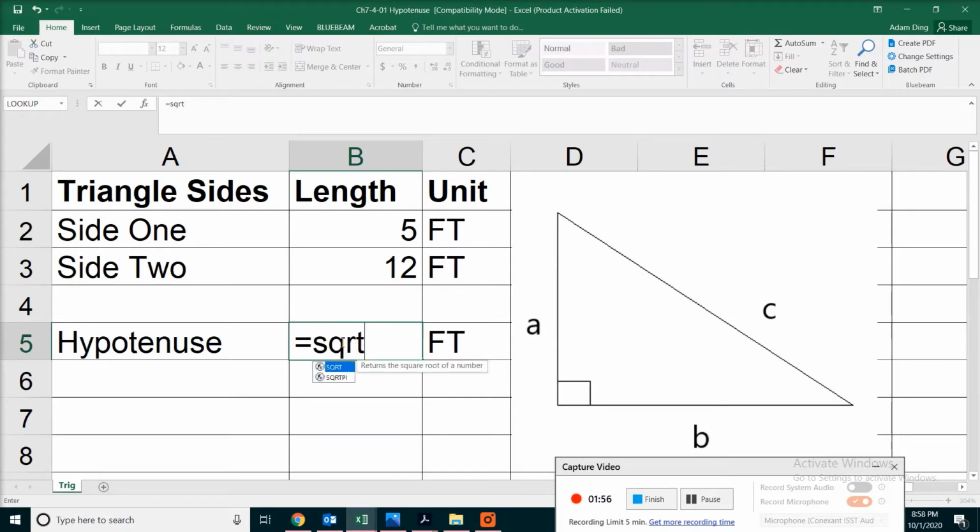That's the first thing we're going to remember, the square root. With the opening bracket, we're going to take the first number, then square it. Remember that power operator we talked about in previous videos. And then do the same thing with the other side. 2 means you are going to square the number. Close the bracket, then you should have 13.